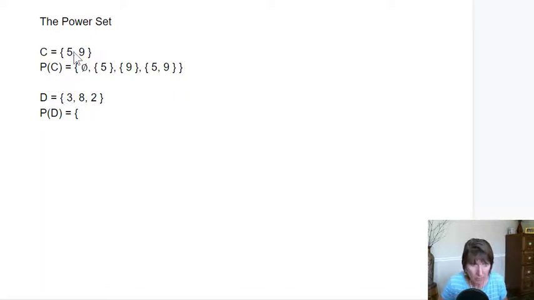So the empty set, and then all the sets with, I like to do them in order because it helps me keep track of them. So I'll do all the sets with only one element, and that's 3 and 8 and 2. And then all the subsets with 2 elements, and that would be 3 and 8 and 3 and 2. Notice that these get big pretty fast, right? And 8 and 2.